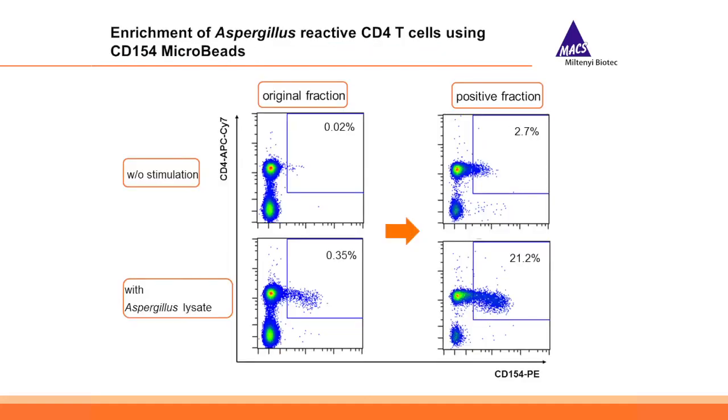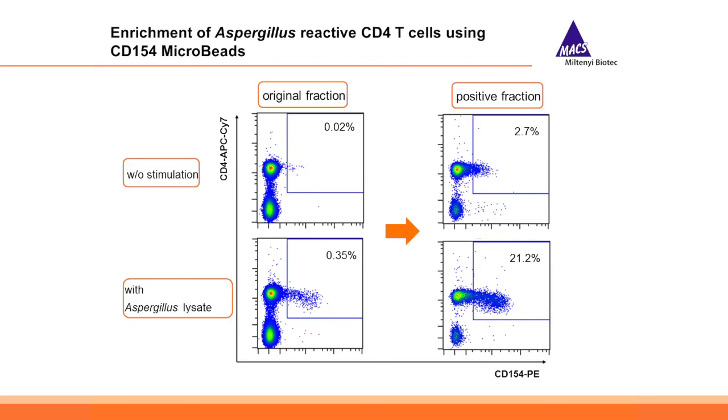And that's what's shown here. We stimulated blood cells using a lysate from Aspergillus. That's a common mold, which is, for example, also problematic with allergies. Then we enriched the Aspergillus reactive CD4 T cells, the antigen-specific CD4 T cells, by using CD154 microbeads against these activation markers. And this will only enrich these Aspergillus reactive cells.